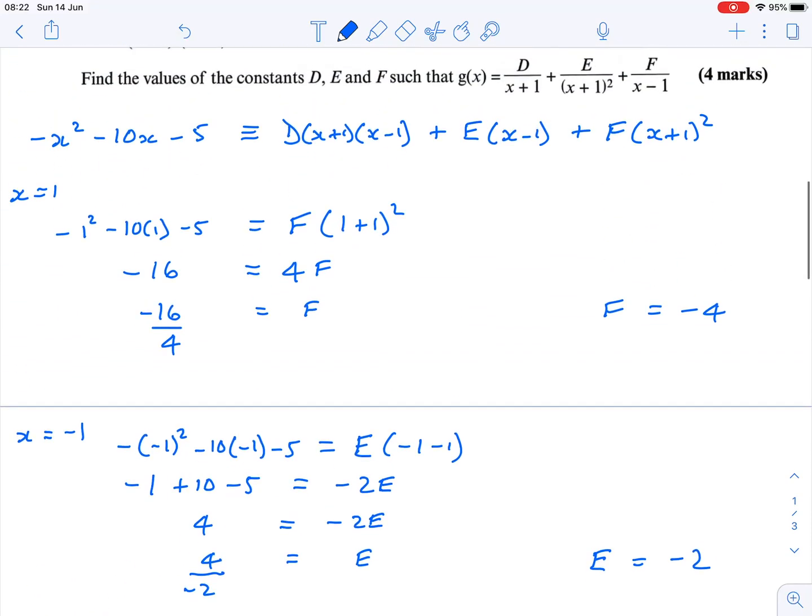How many x squareds do we have on the right? Well, you can see that d is multiplied by (x plus 1)(x minus 1). If I multiply that out, I get x times x is x squared times d. So I've got d of them there.